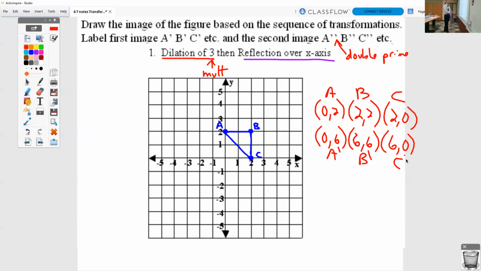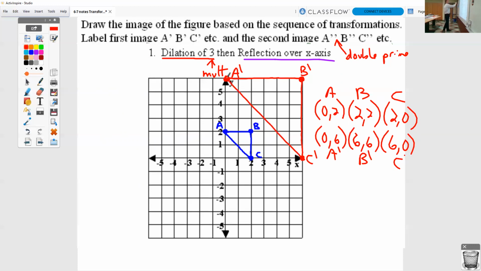So now I'm going to go and graph it. 0, 6 is right here. That's A prime. 6, 6. Over to 6, up to 6. That's B prime. And 6, 0 is right here. That is C prime. Here is my new primed picture.